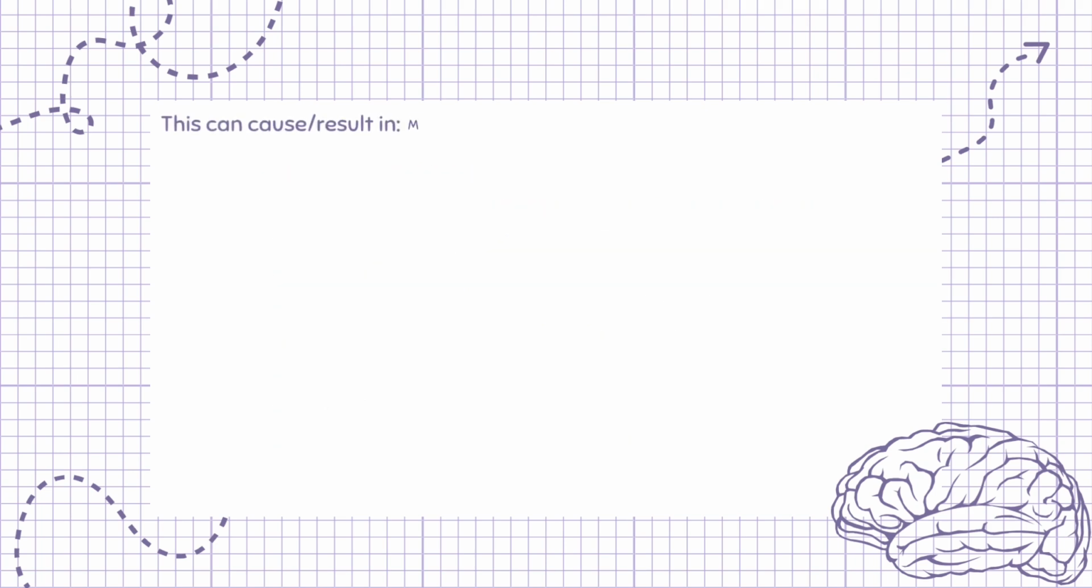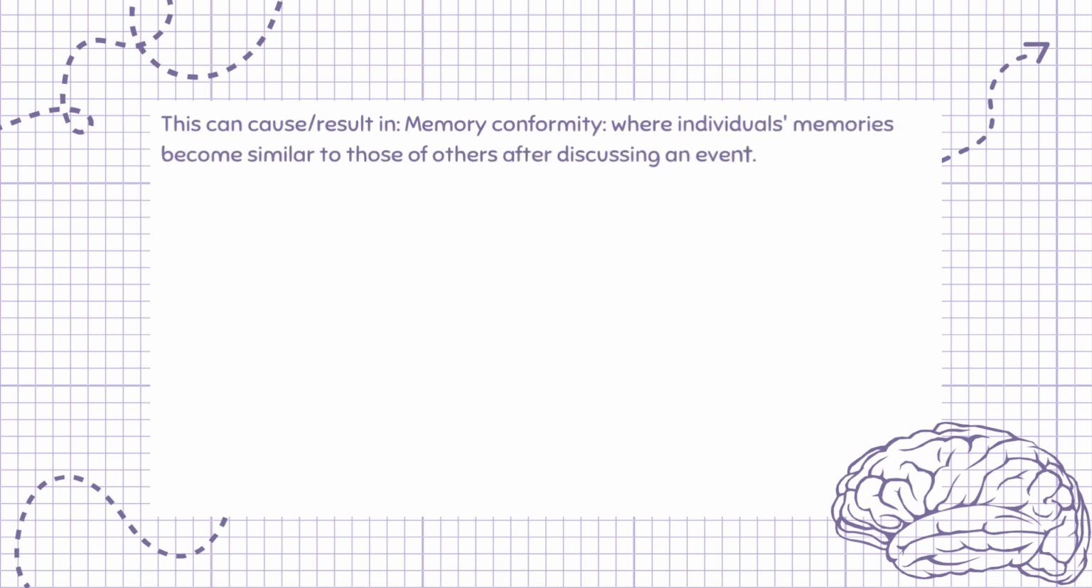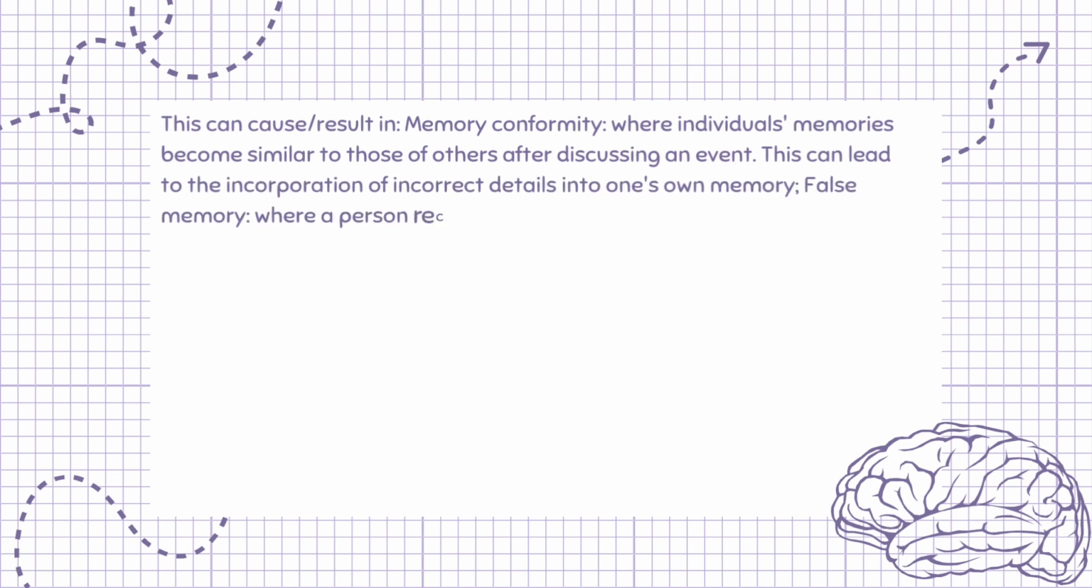This can cause or result in memory conformity, where individuals' memories become similar to those of others after discussing an event. This can lead to the incorporation of incorrect details into one's own memory. False memory, where a person recalls something that did not happen or recalls it differently from the way it actually happened.